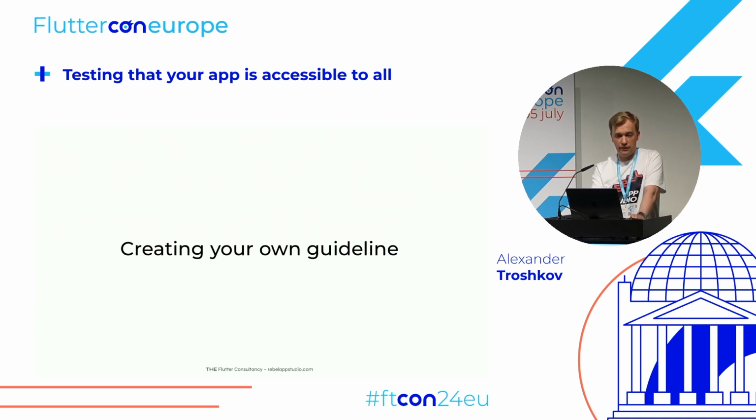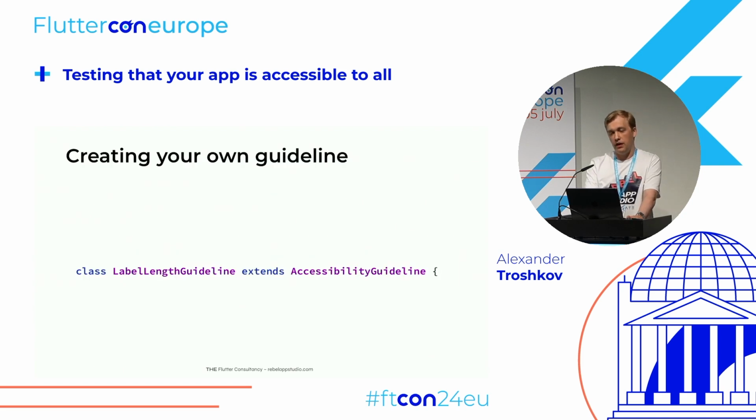So now we can also create our own guideline. So in this example, let's build a guideline that checks semantic labels length and indicates an error if the label is longer than, let's say, 80 characters.